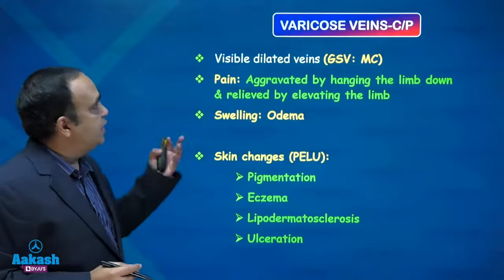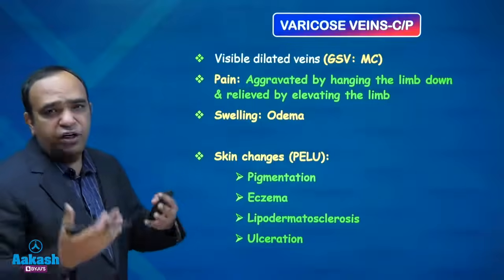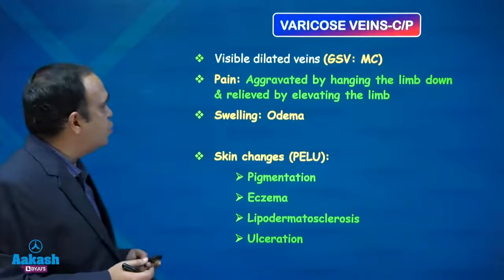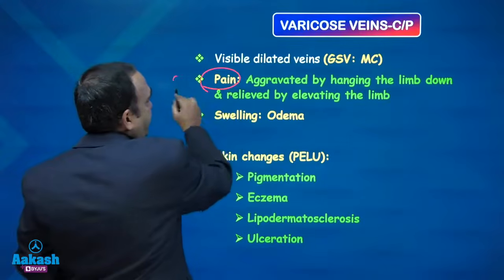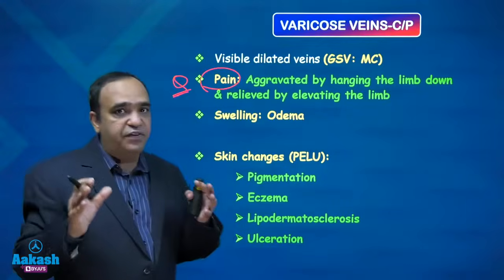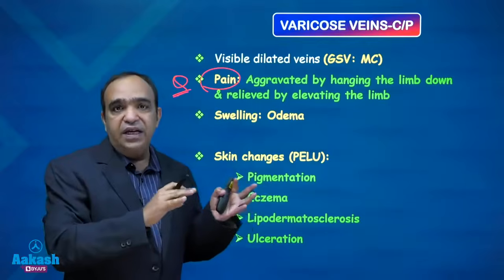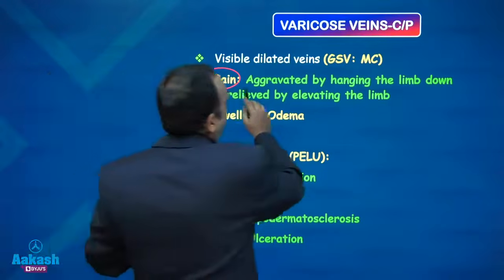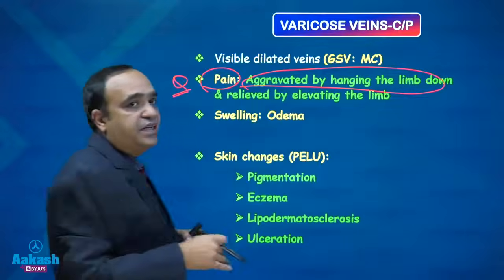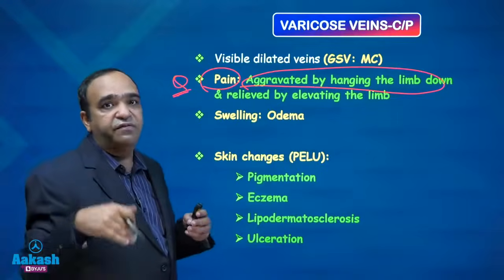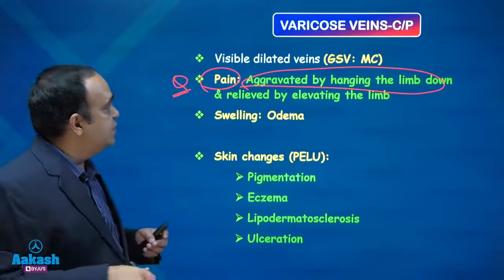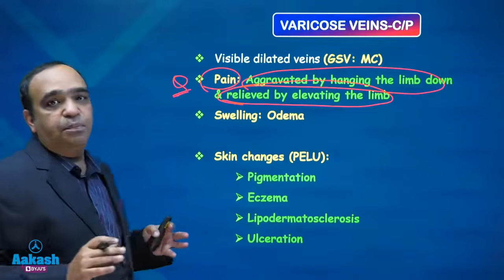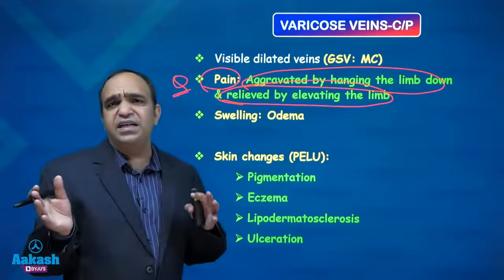Okay, now the clinical presentation, you already know the visible veins. Great saphenous vein amongst all superficial veins is the most common. Pain, typical, again a potential question. You will differentiate pain of arterial pathology with the venous pathology. Okay, the venous pain will be aggravated by hanging the limb down. That will further increase the pressure in the venous system, whereas it will be relieved by elevating the limb. Arterial pain will be exactly opposite.